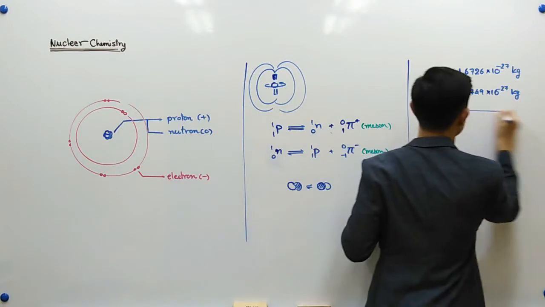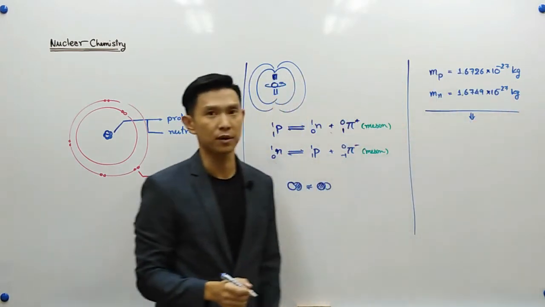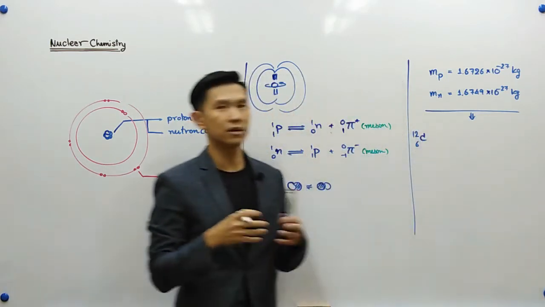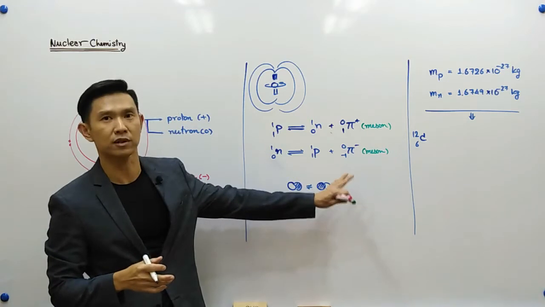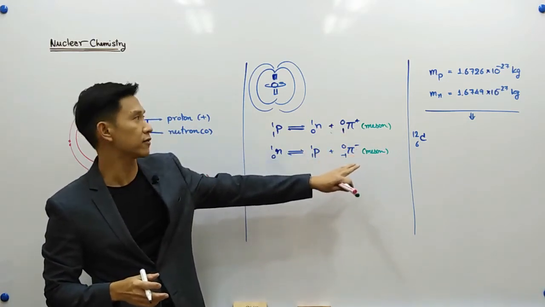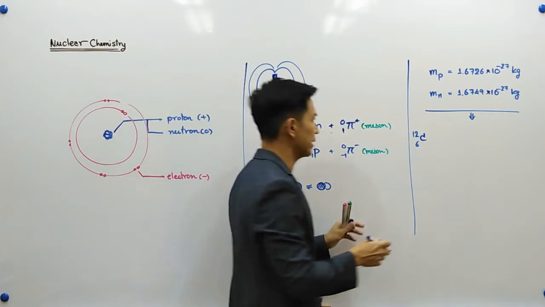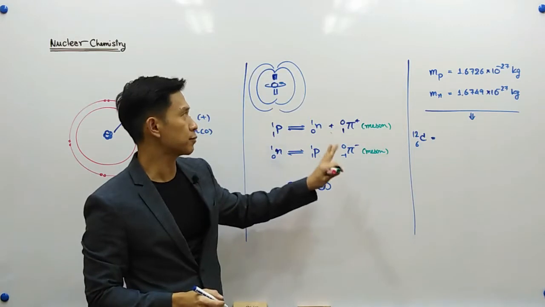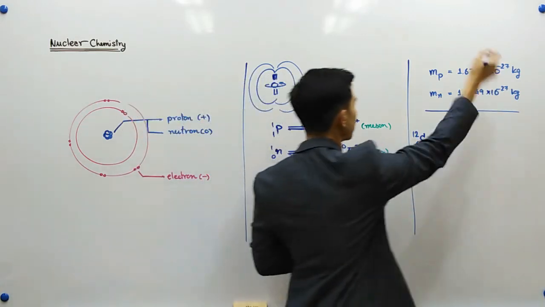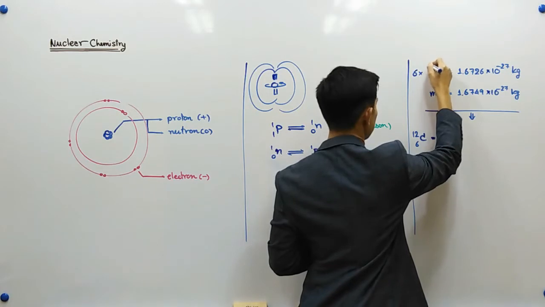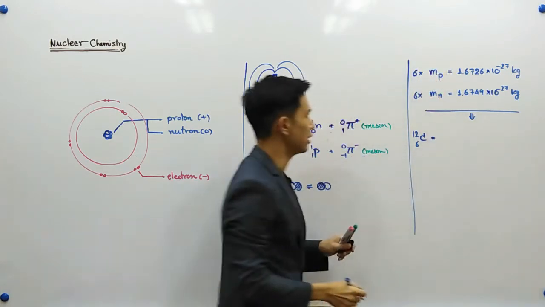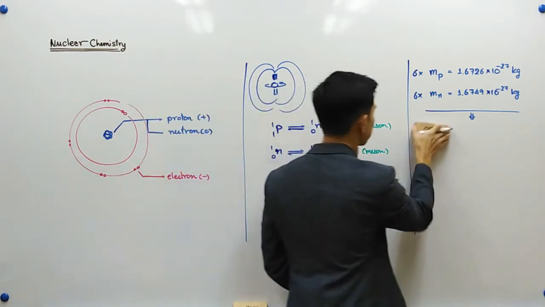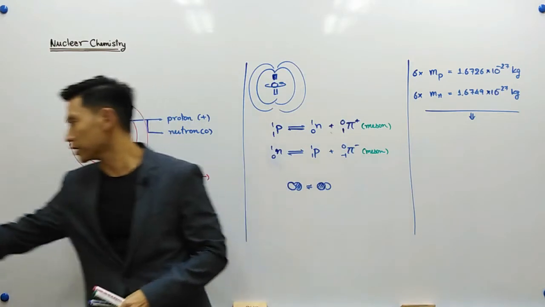So in order to create a nucleus of carbon-12, the nucleus is composed of 6 protons and 6 neutrons. So the mass number is 12, right? So carbon-12 weighs how much? Because carbon-12 is composed of 6 protons and 6 neutrons, you can use your calculator to find the mass of 6 protons and 6 neutrons.